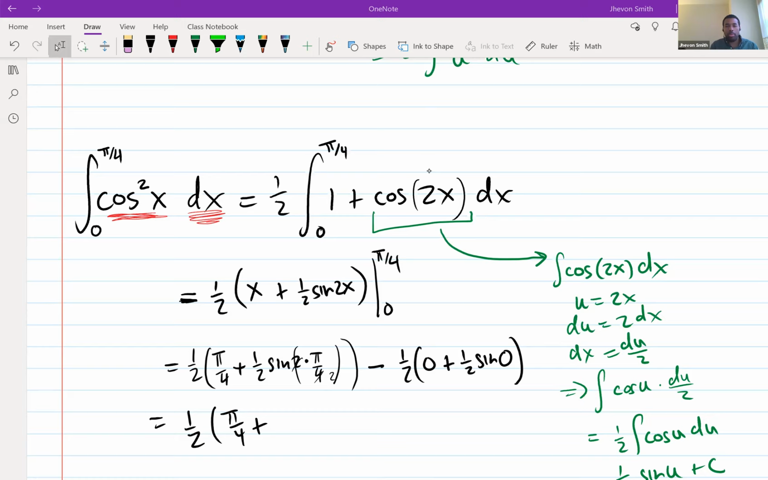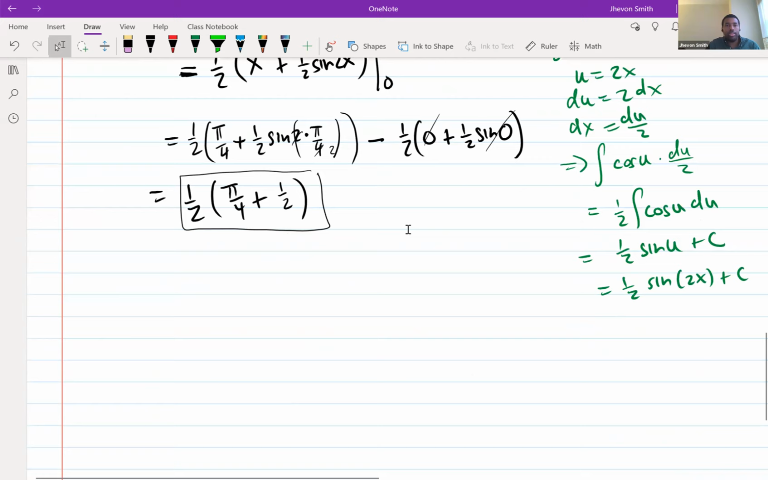And then we're multiplying by 1/2, so that's 1/2. Now we have 0, which is 0. Sine of 0 is 0. So that's actually our answer. And in fact, you could simplify that a little bit. I mean, you could factor out a quarter if you wanted to, something like pi plus.